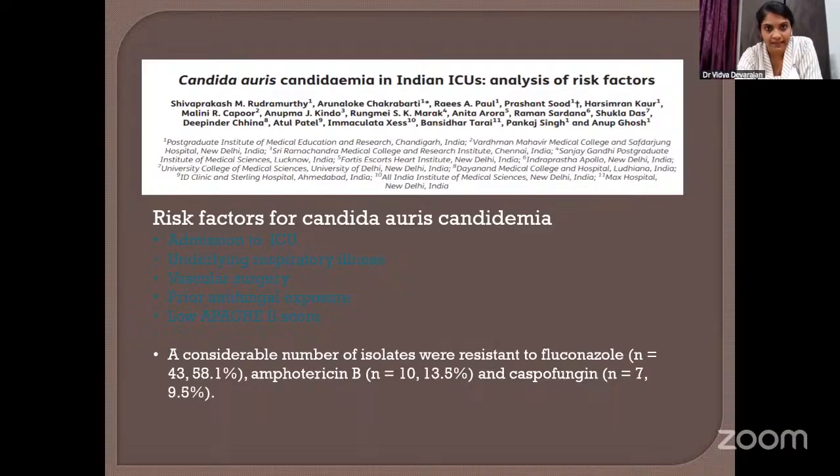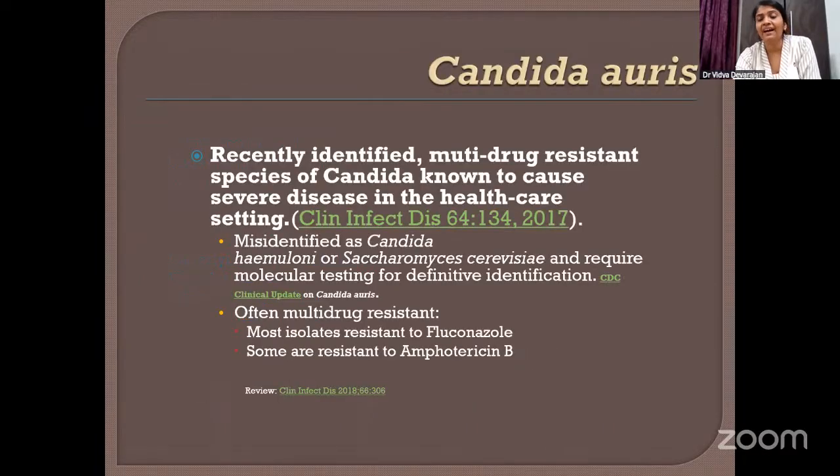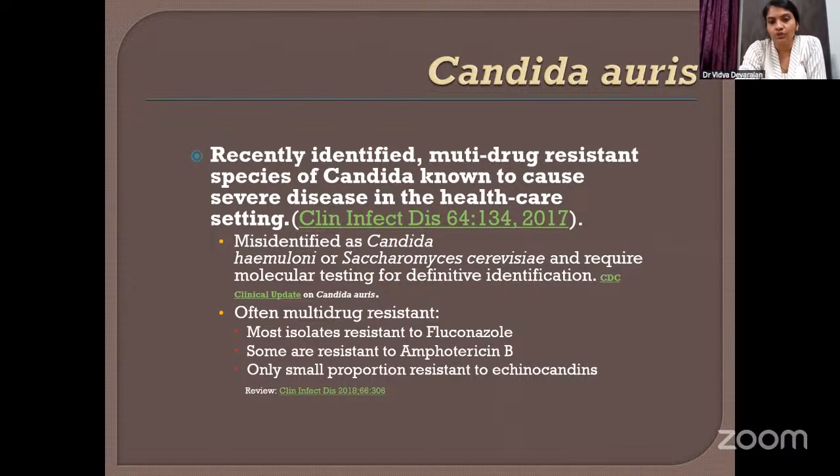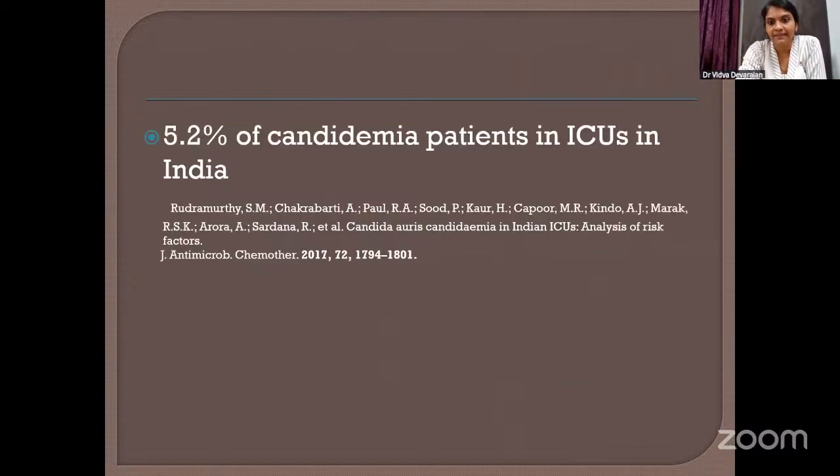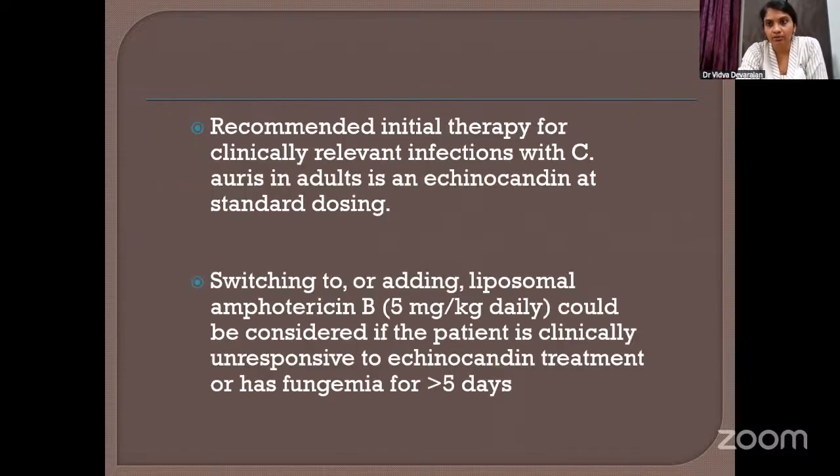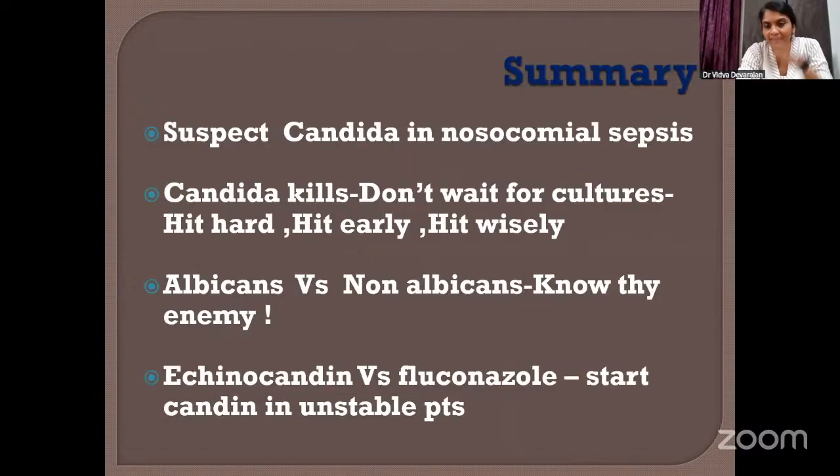This is an Indian study. They are MDRs, just like your multi-drug resistant bugs, and require appropriate infection control. They've caused a lot of outbreaks. The first one was, in fact, in a cardiothoracic unit. So usually we look at echinocandins, and 5.2% of candidemia patients in ICUs in India do have auris. So initial therapy is with an echinocandin. Then get your susceptibilities and rationalize.